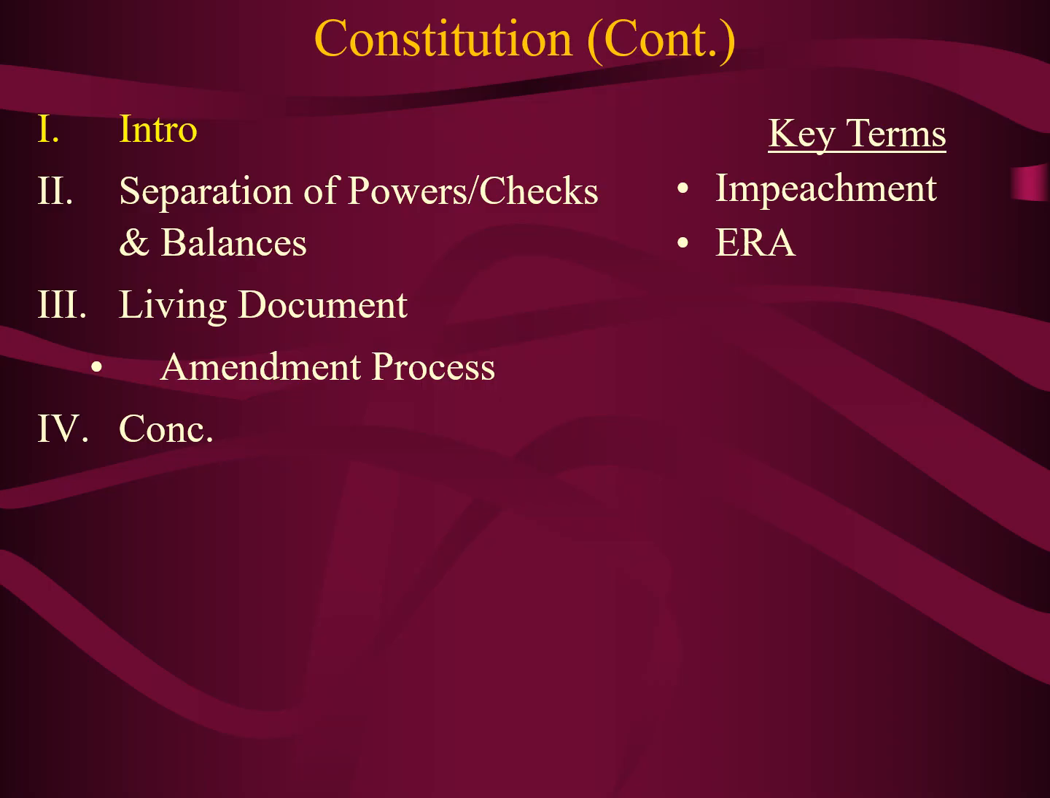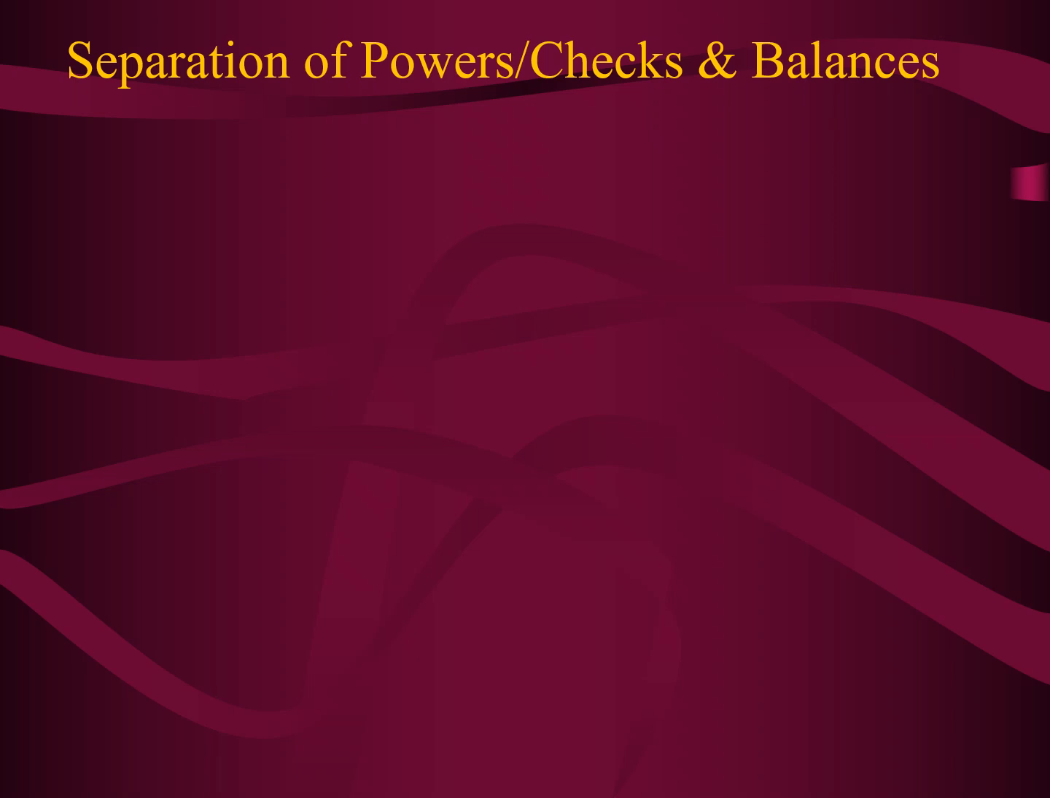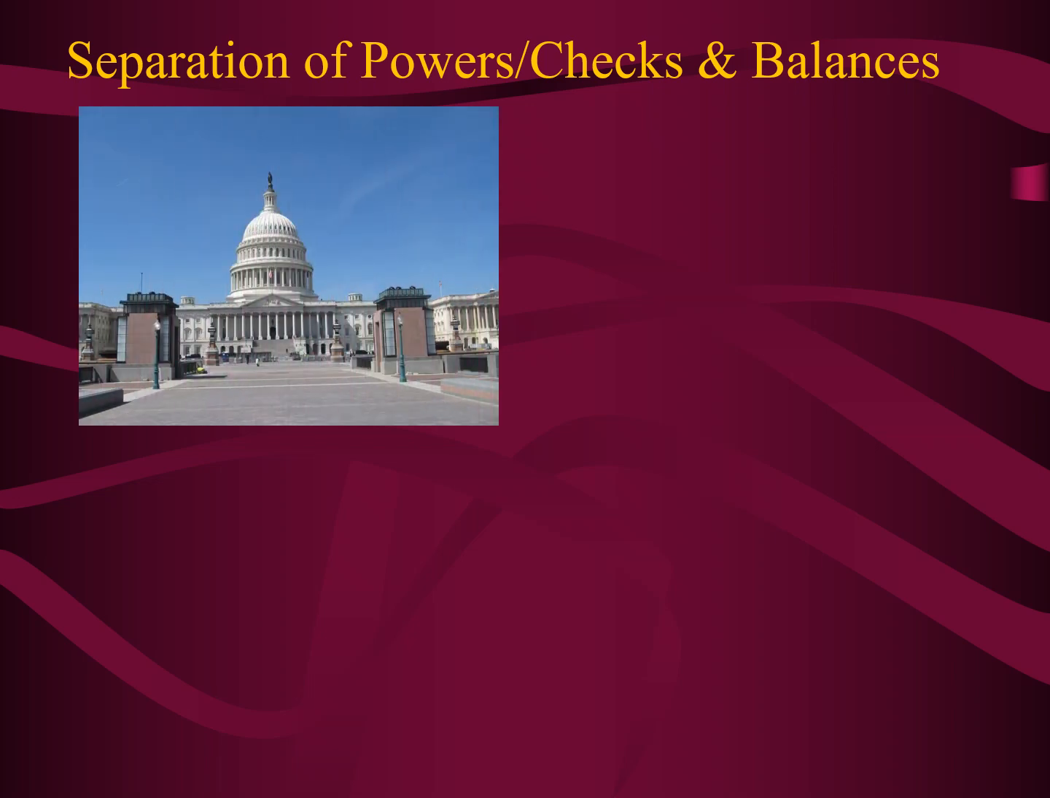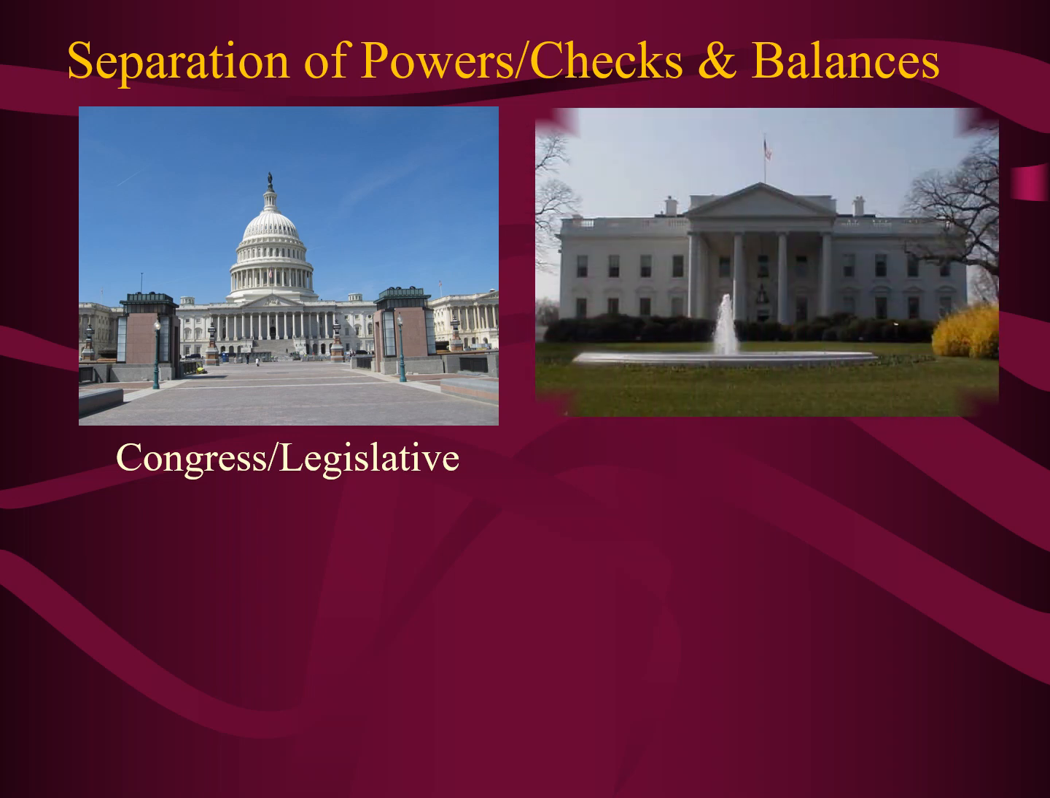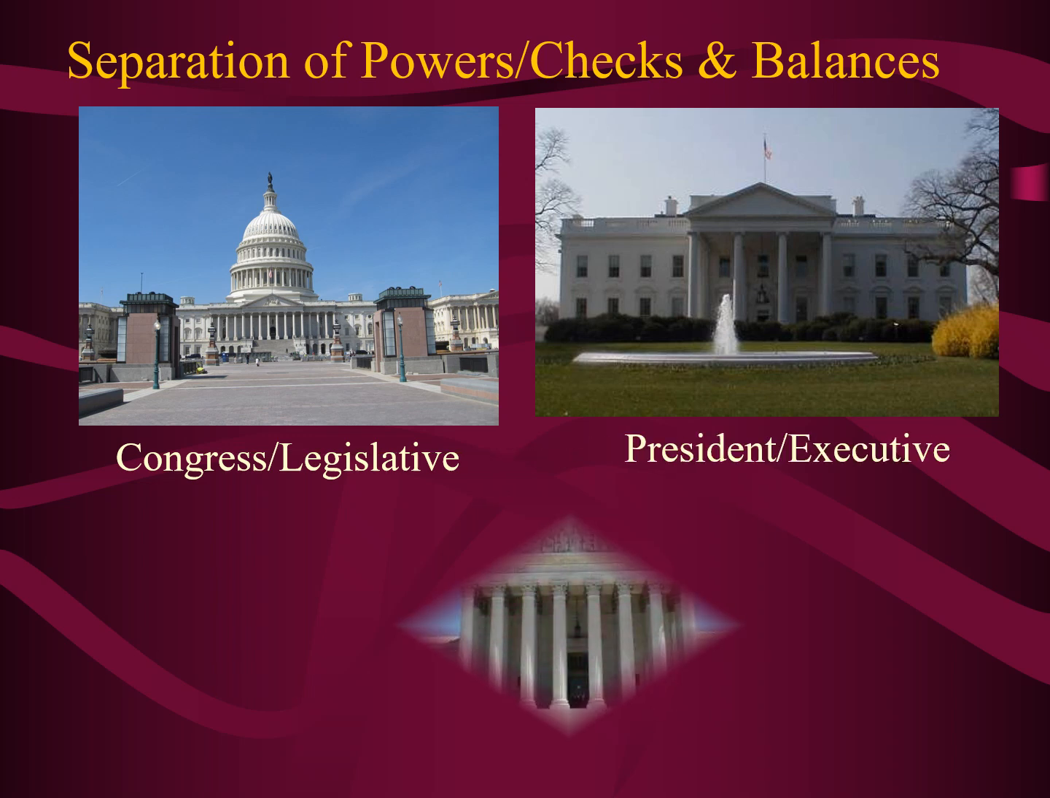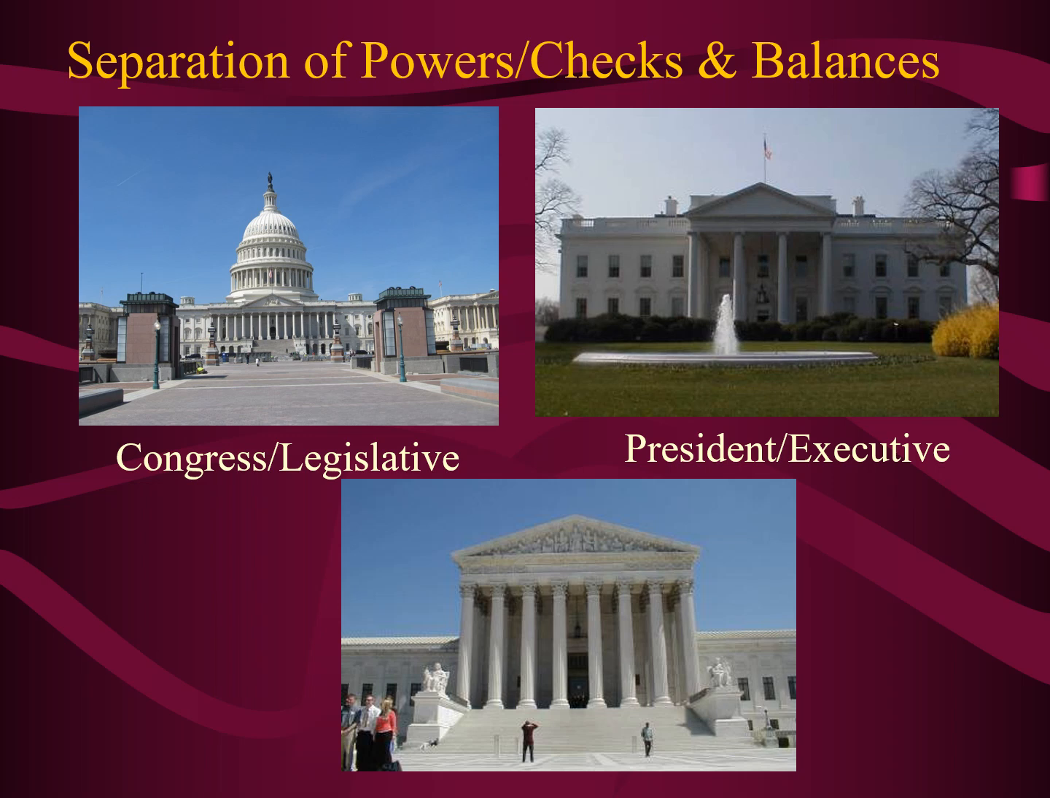Today we'll talk about the system of separation of powers and checks and balances. As many of you are probably aware, we have 3 branches in the United States government. On the upper left, we see the legislative branch, which is made up of Congress. On the upper right, we see the executive branch, where the president lives and works in the White House. And in the bottom center, we have the judiciary, or the Supreme Court building.